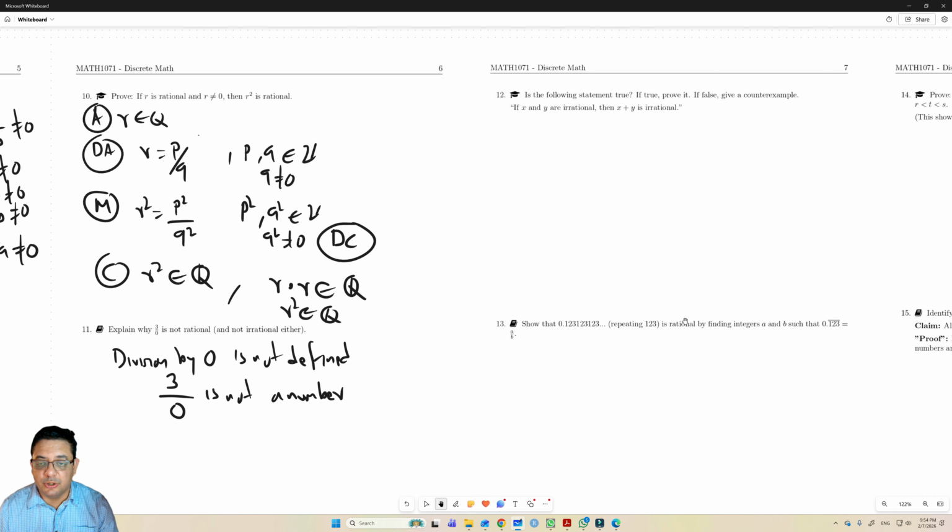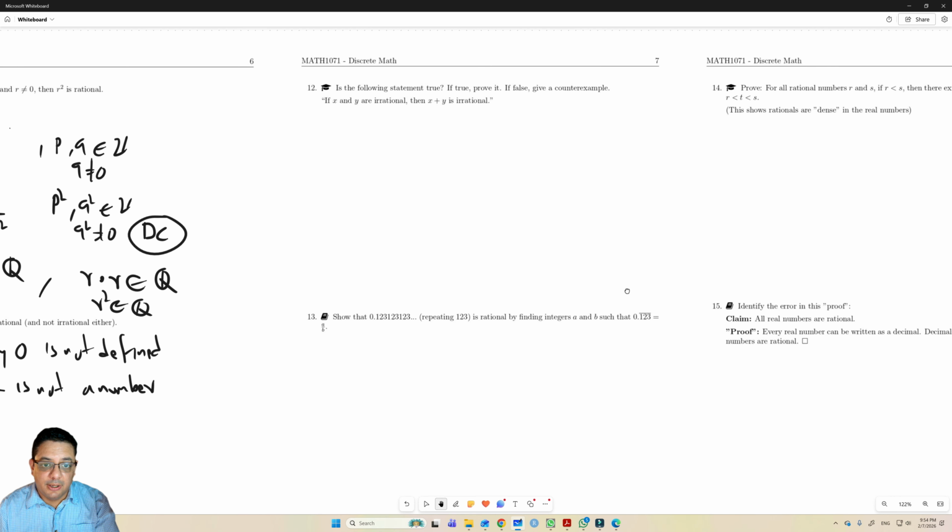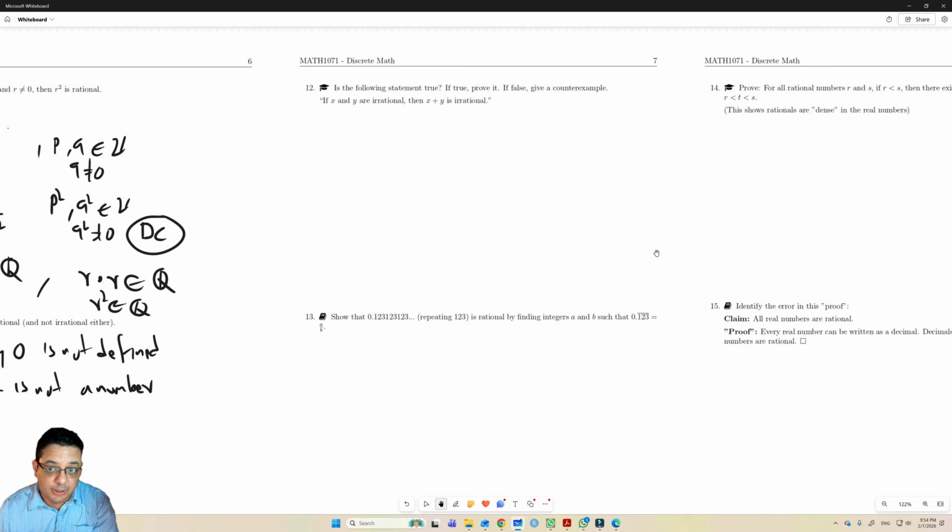Now, for question 12, we have: check if the following statement is true, and prove it; if false, give a counterexample. If x and y are irrational, then x plus y is irrational.